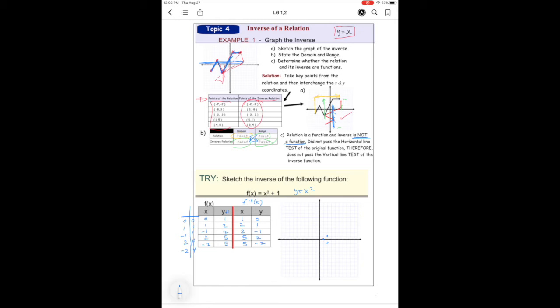5, 2, so 1, 2, 3, 4, 5, 1, 2, and then 5, -2, and it's doing sort of a sideways parabola. Okay.